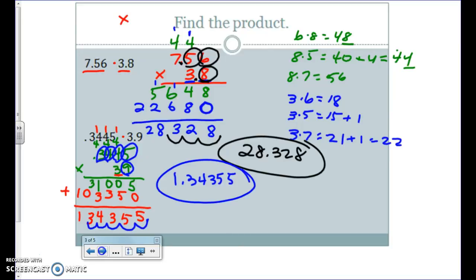1.34355. There you go. So I went through that one quite a bit quicker. If you're still confused on the steps, I would watch another example or maybe go back to the first example.